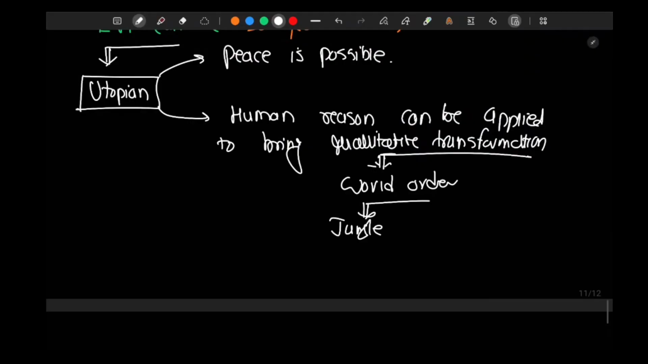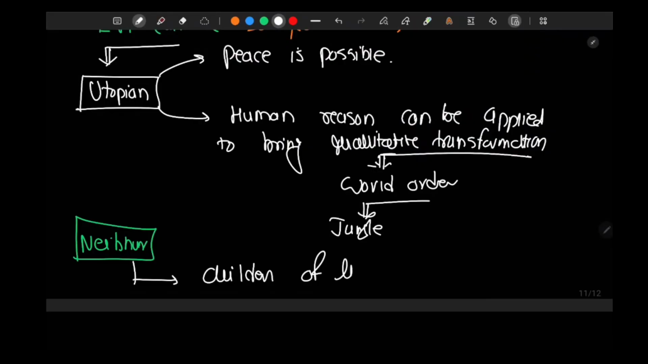There is another scholar who criticizes them, or calls them sarcastically, right? Reinhold Niebuhr calls liberals children of light, right? Children of light. So this was the liberal or idealist school of international politics, right?